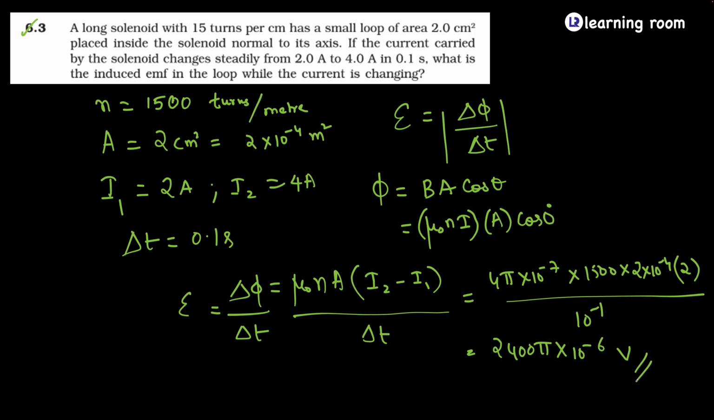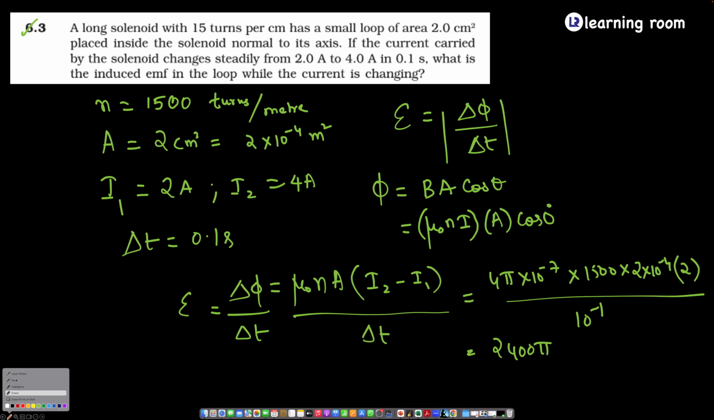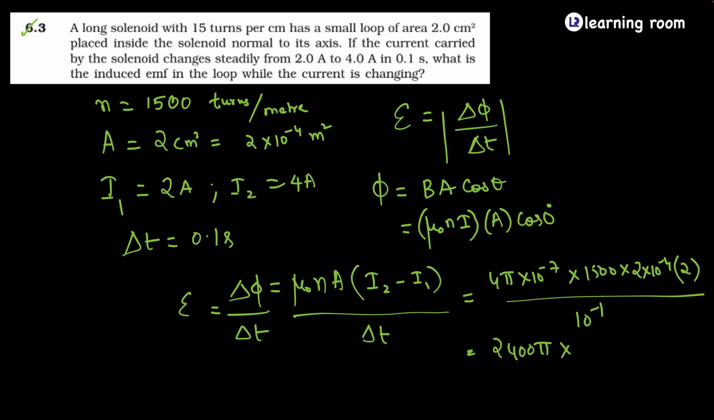I forgot this minus 4. One minute, there is a small correction. So 2400 pi into 10 power minus 7 into 10 power minus 4 is 10 power minus 11. So 10 power minus 1 will go to the numerator. It will become 10. So 10 power minus 11 into 10 is 10 power minus 10 volt. Clear?